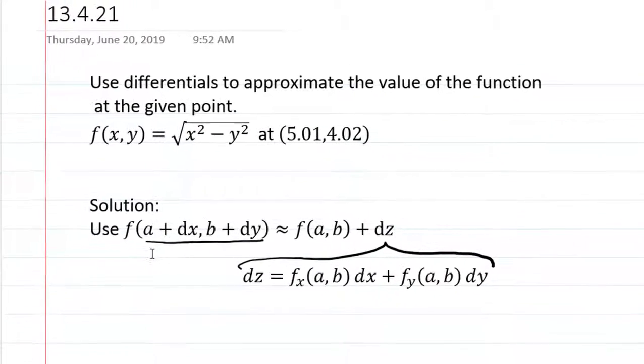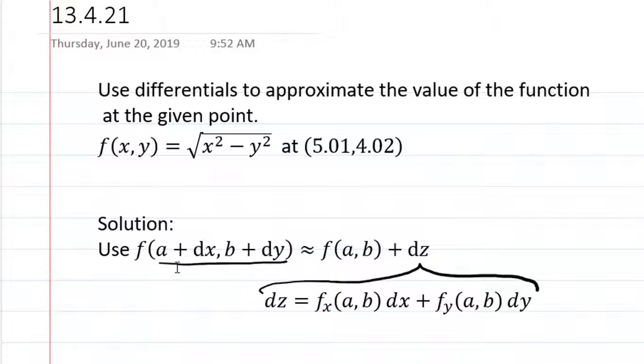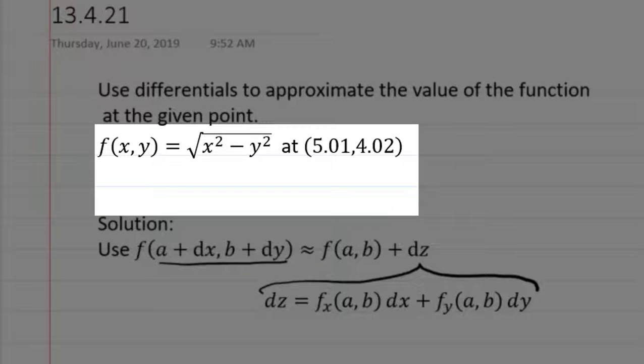In this video, we're going to use differentials to approximate the value of a function at a given point. The function that we're looking at is a function of two variables. f of x, y equals the square root of x squared minus y squared. If we were to graph that, it'd be in the xyz coordinate system. We'd have z equals the square root of x squared minus y squared. We're trying to approximate the value of this function at the point (5.01, 4.02).